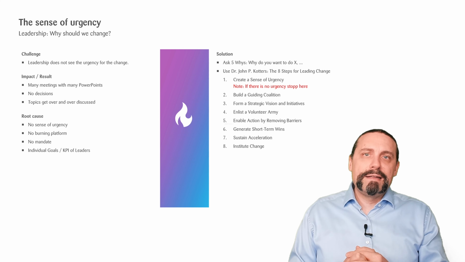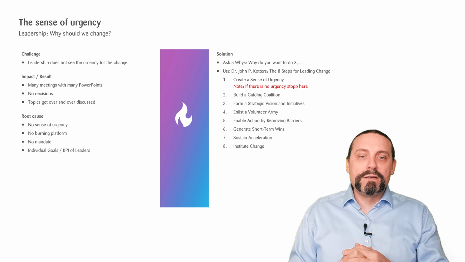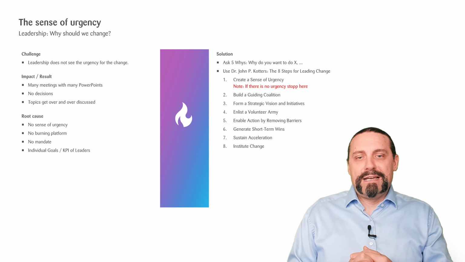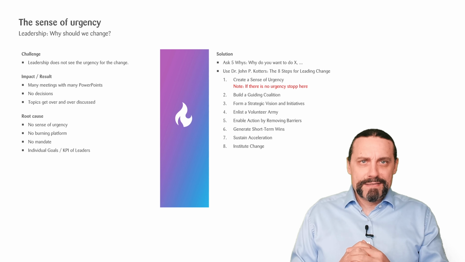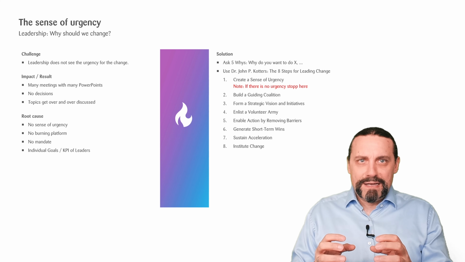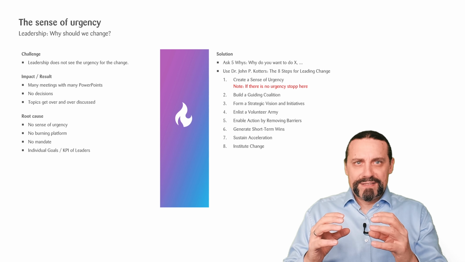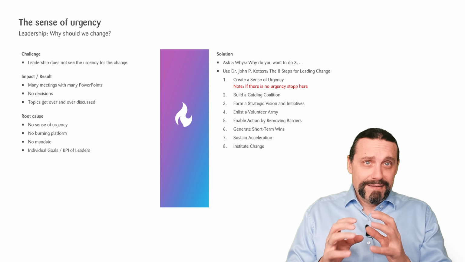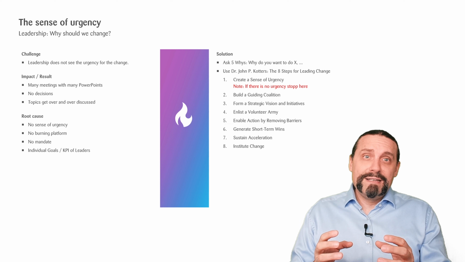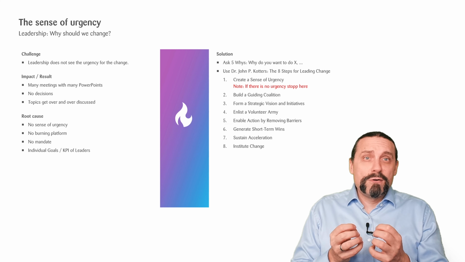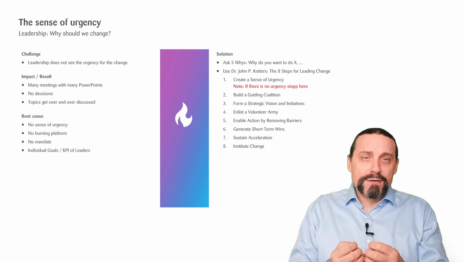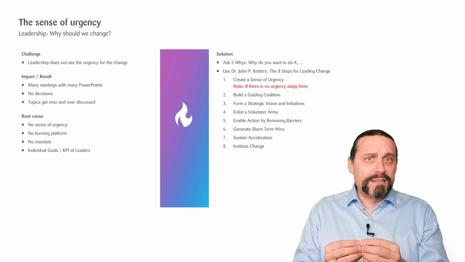You also see that I use quite often Dr. John P. Kotter's The 8 Steps of Leading Change, where the first step is creating that sense of urgency. And if you are not able to create that sense of urgency on the C level, then you can stop there, because the only thing you will do is a small transformation, because you don't have a mandate to change big things. So the transformation itself will be quite small.